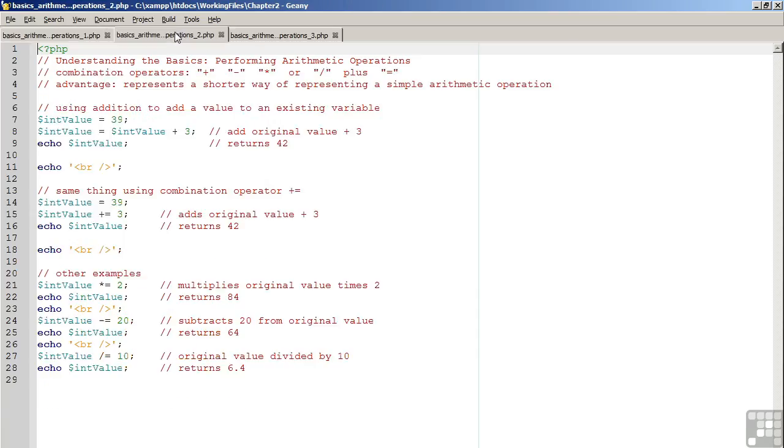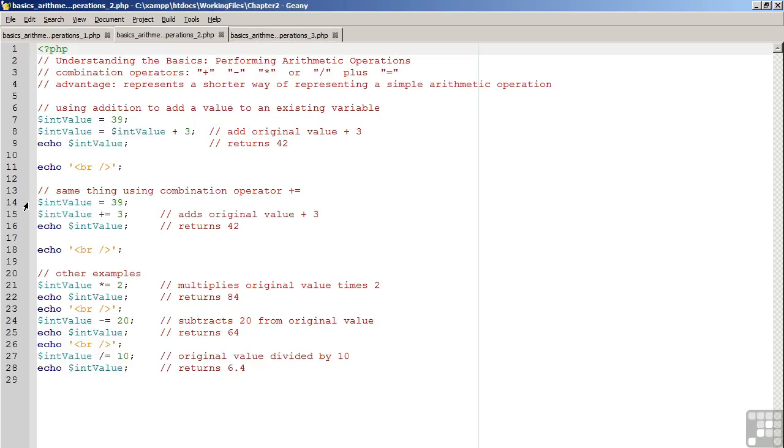Moving over to our second code example, combination operators are a combination of plus, minus, asterisk, or slash combined with the equal sign. This gives us a shorter syntax, which is more efficient in some circumstances. The traditional way of performing an addition is shown on lines 7 and 8. We assign a value to $intValue. We then increase the value by 3 by assigning the value of the variable to itself plus 3. This will give us the original value plus 3. The total, of course, will be 42.